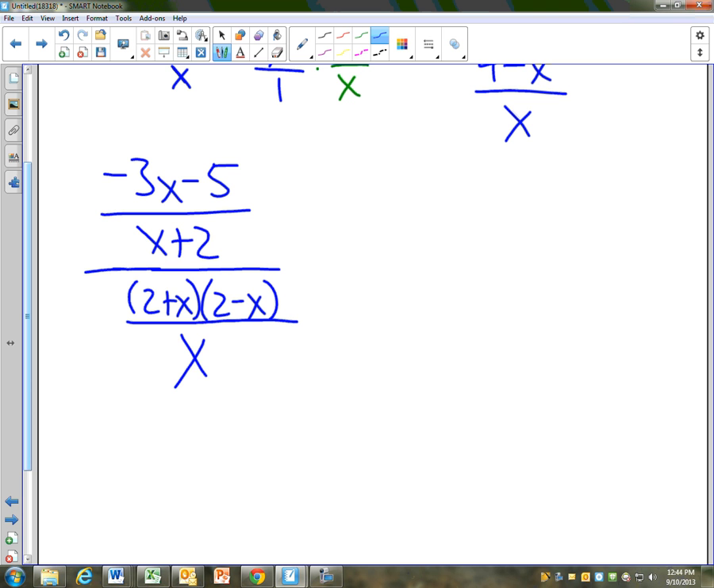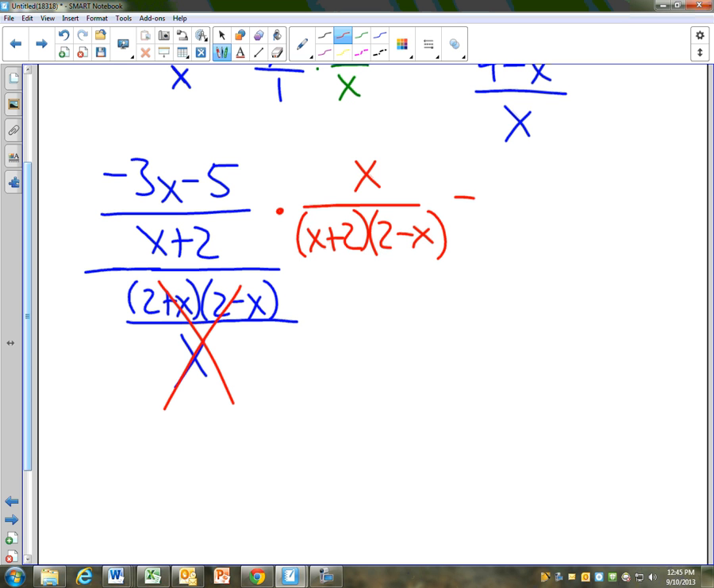This is all over x. What do I do at this point? Multiply by the reciprocal. So I have times x over x plus 2 times 2 minus x. You thought those x plus 2's might cancel, didn't you? Well, they don't. Does anything cancel?